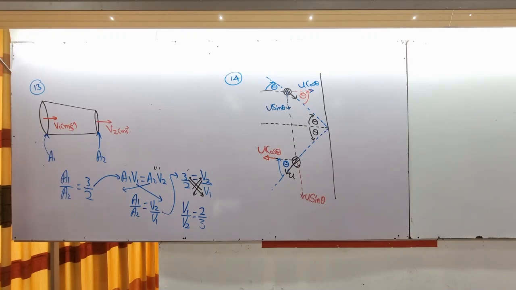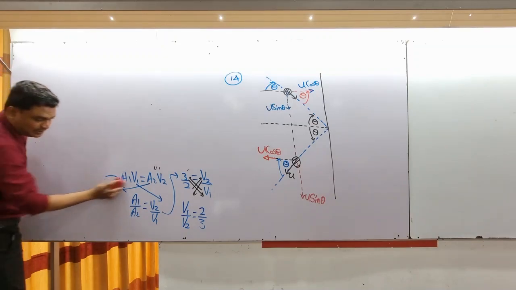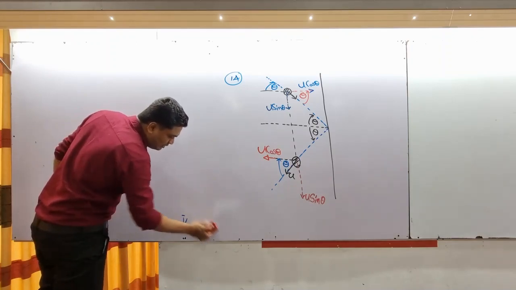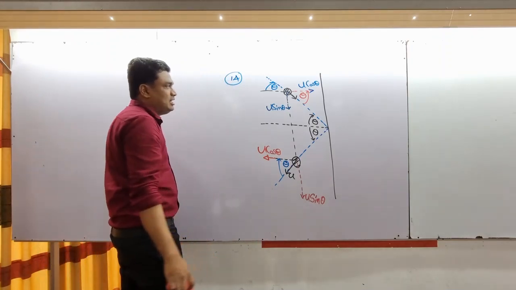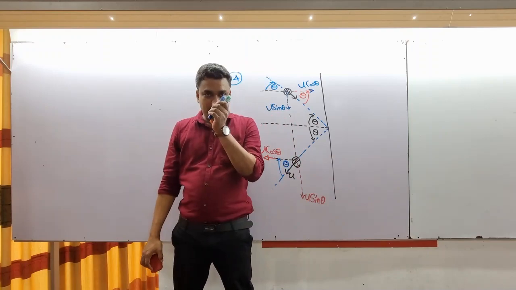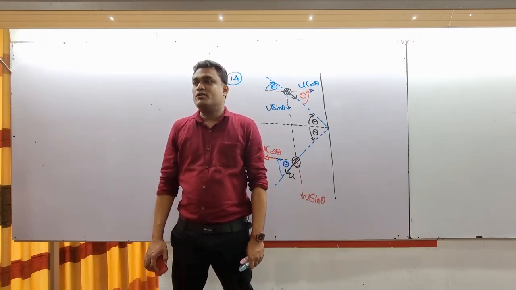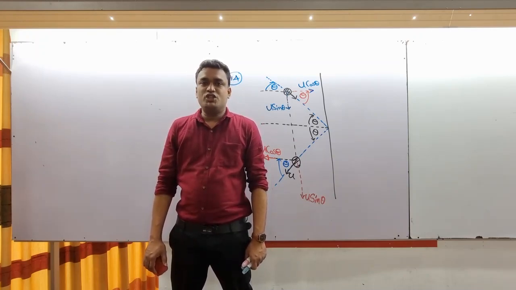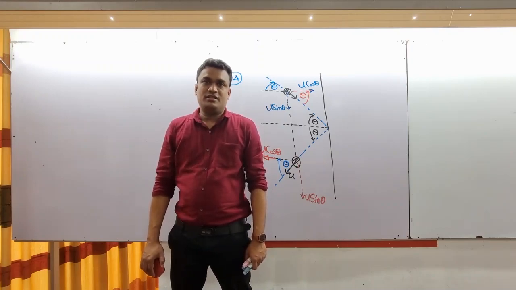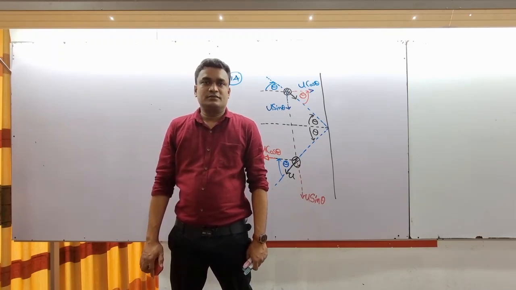Right. Now please write below the figure: only the direction of the horizontal velocity component has been changed due to the collision. Okay, dear?